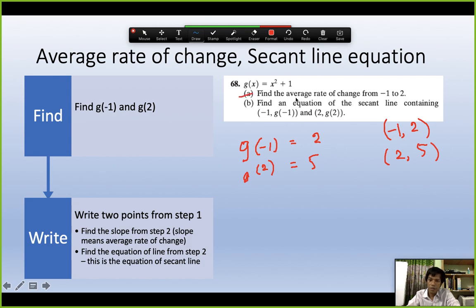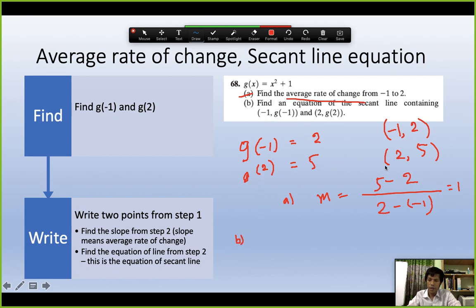Now, average rate of change. Average rate of change means slope. So slope is what? Slope equals y2 minus y1 divided by x2 minus x1. That means 5 minus 2 divided by 2 minus minus 1. You will see that 5 minus 2 equals 3, and 2 plus 1 equals 3. 3 divided by 3 equals 1. So this is the answer of part a, that means the average rate of change, the slope, is 1.